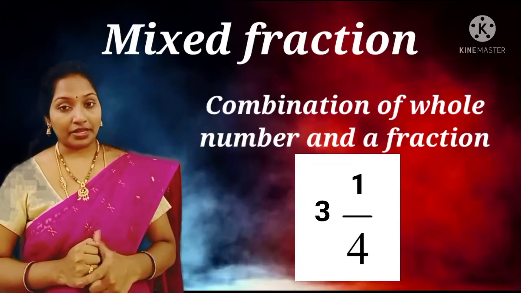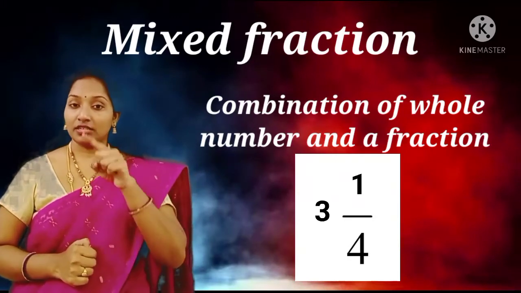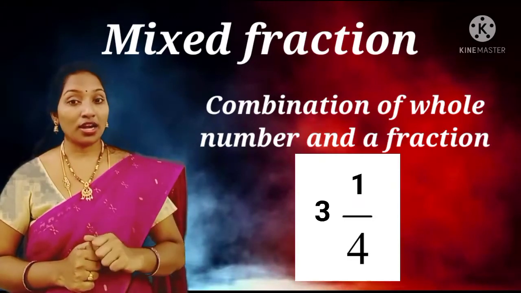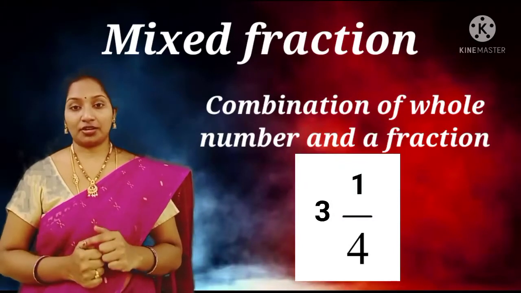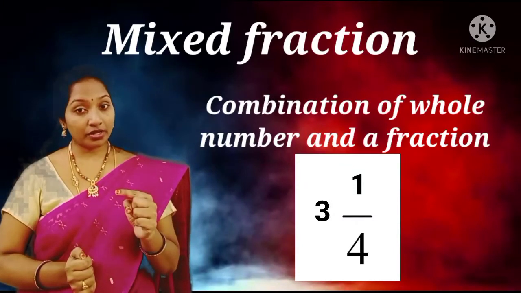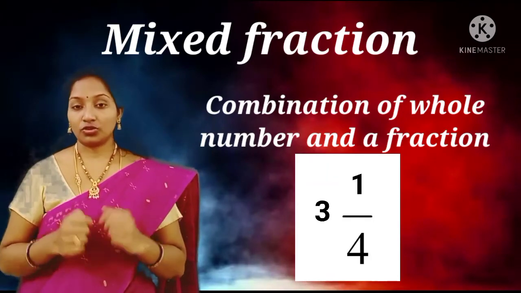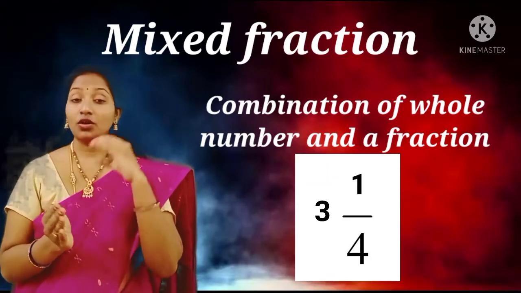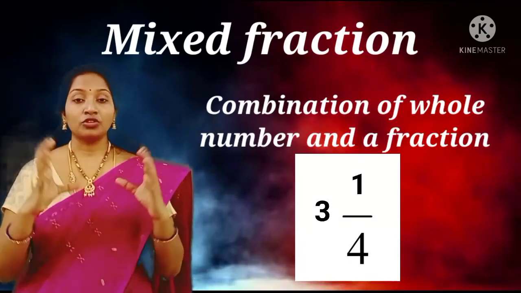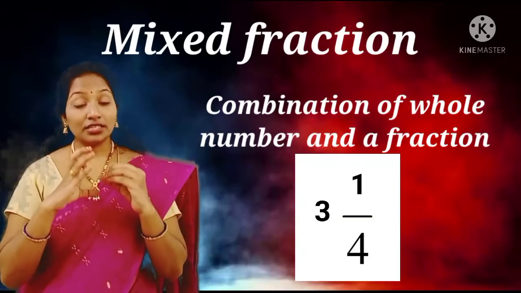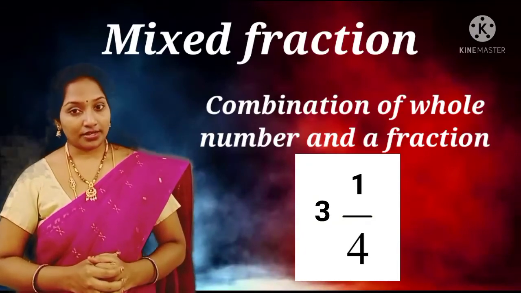For example, 3 1 by 4. Here 3 is the whole number and 1 by 4 is the fraction. So here we have two parts, one whole number part and a fraction part. Both together are said to be a mixed fraction. Understood, children?